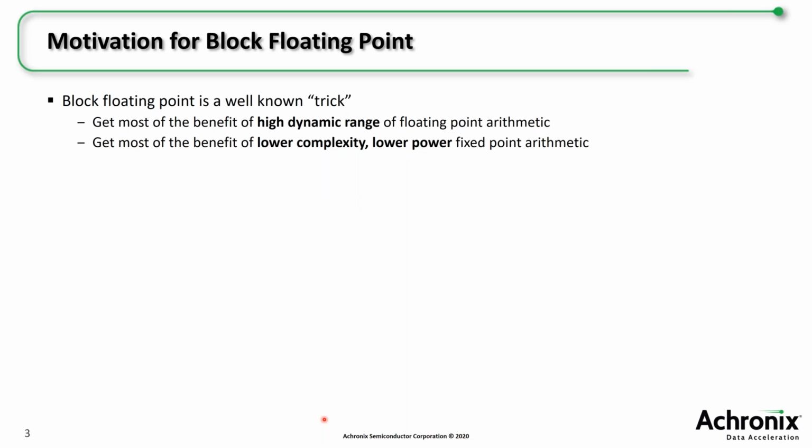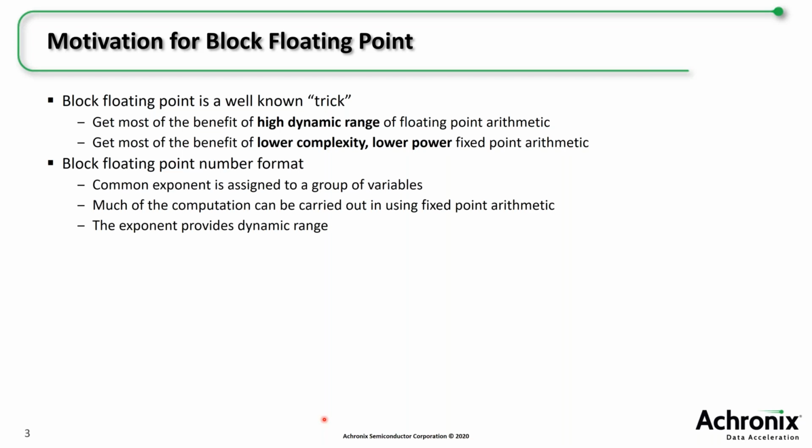Now, block floating point isn't something new. It's been getting a lot of focus more recently because of machine learning, but it's actually been around for a long time as a kind of classic signal processing technique. It has most of the benefits of the high dynamic range of classic floating point, but has a much lower complexity and therefore lower power consumption, approaching that of fixed point arithmetic. The number format itself is you have a common exponent across a block of data, hence block floating point. Each of the samples has a separate mantissa, but a common exponent, which allows a lot more of their arithmetic functions to be done with fixed point arithmetic, but has the better dynamic range that you get provided by that common exponent.